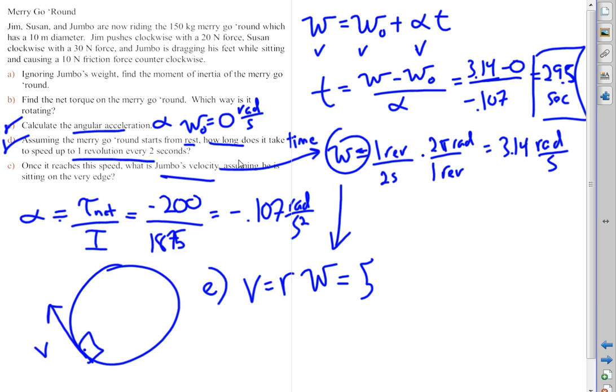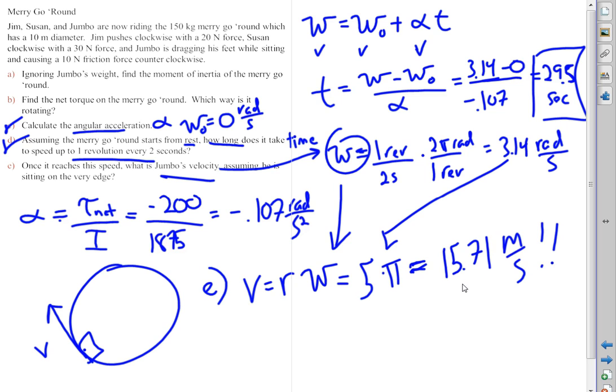Now this is once he's going at that speed, that omega of 1 revolution every 2 seconds. So that's the omega that we're interested in. So it's going to be 5, which is the radius, times that pi, radians per second. So it turns out he's going 15.71 meters per second, which is very fast. Hopefully Jumbo is able to hold on to that. So very interesting result there. You can see once again just applying these formulas, plugging in the values. Thanks for watching.